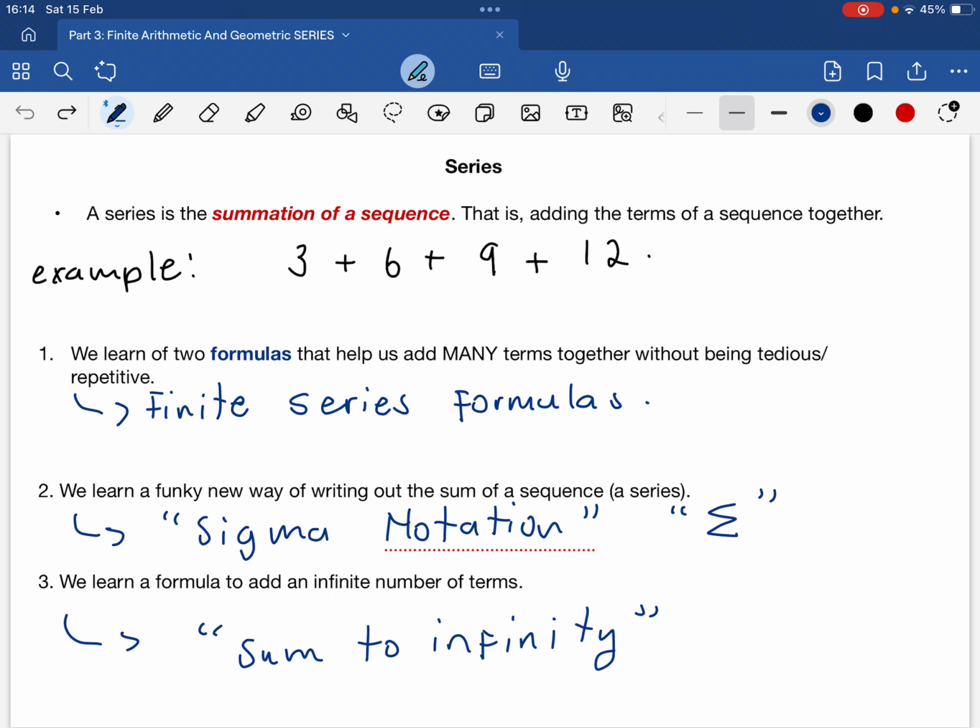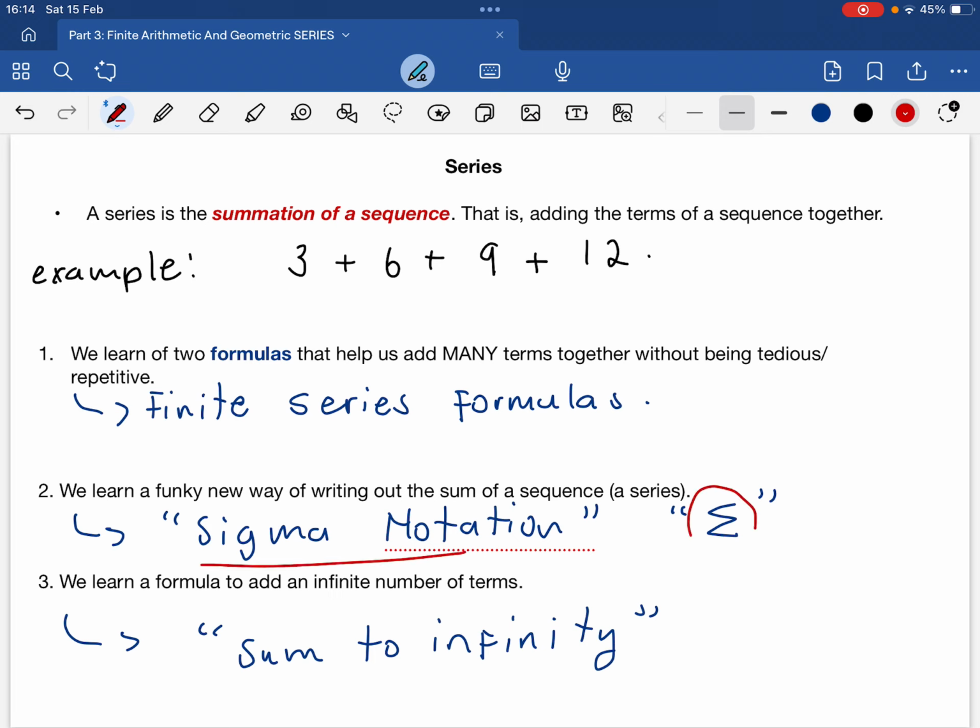But sometimes you might be asked to sum many terms together. You can't really do that manually, and so we're going to learn of two formulas that help us to add many terms together without it being tedious or repetitive. We're going to call those the finite series formulas. We're also going to teach you a funky new way of writing out the sum of a sequence, or in other words, writing out a series.